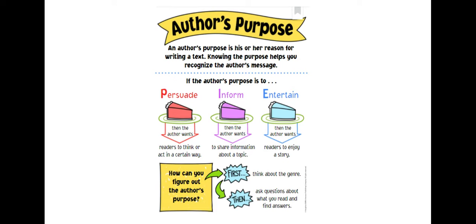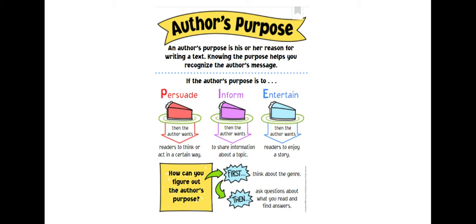A pamphlet about saving the planet can inform you about how we need to recycle to help the planet, but it's also going to persuade you to try to recycle. So a story or a pamphlet or whatever you're reading, the text that you're reading, can have multiple authors' purposes. That's when you need to supply your justification for what you chose.